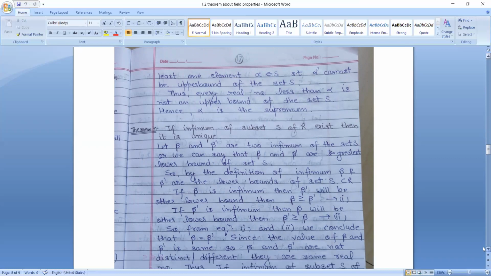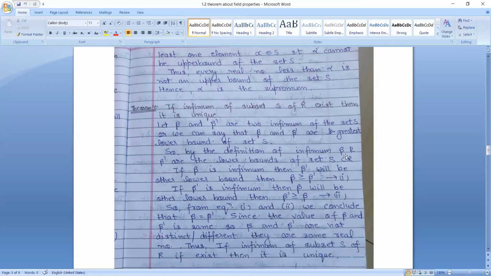Now, the next theorem: if the supremum of a subset S of R exists, then it is unique. Let beta and beta dash be two infimum of the set S, or we can say that beta and beta dash are just lower bounds of S. So, by the definition of infimum, beta and beta dash are two lower bounds of the set S, which is a subset of R. If beta is the infimum, then beta dash will be another lower bound.